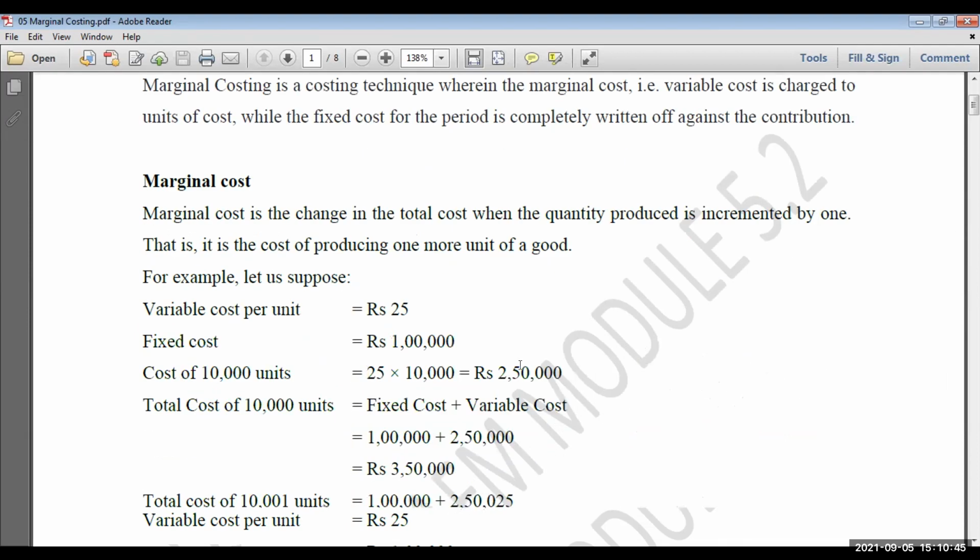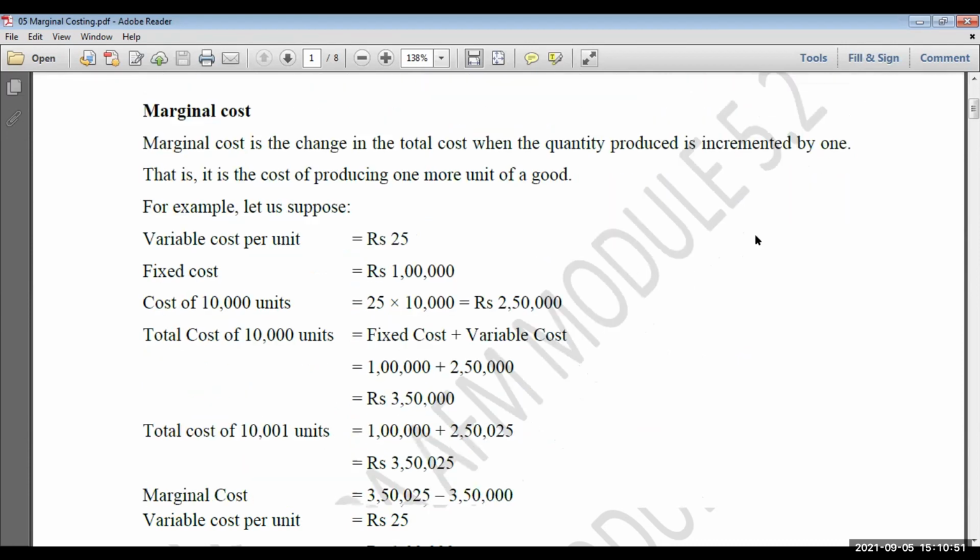So marginal cost is the change in the total cost when the quantity produced is incremented by 1 unit. Say for example, variable cost per unit is 25, fixed cost is 1 lakh. Cost of 10,000 units will be 25 into 10,000 units. 1 unit is produced means they have to spend 25 rupees. If 10,000 units are produced, so 10,000 units into 25 rupees, that's equal to 2,50,000. This is a variable cost. Then what is the total cost? 2,50,000 plus fixed cost, that is 1 lakh. So total cost is 3,50,000.